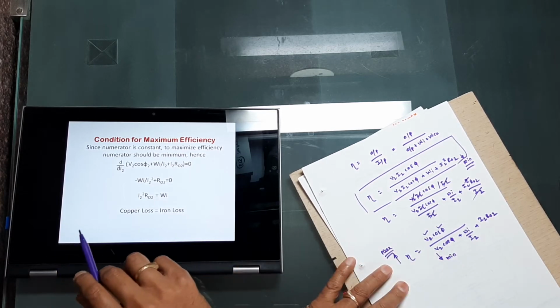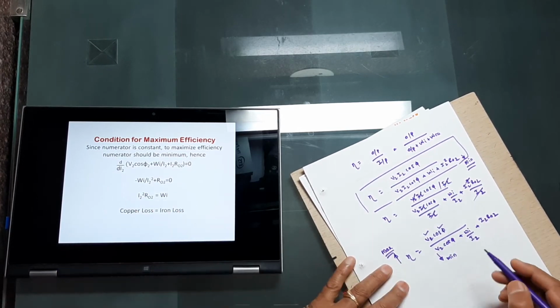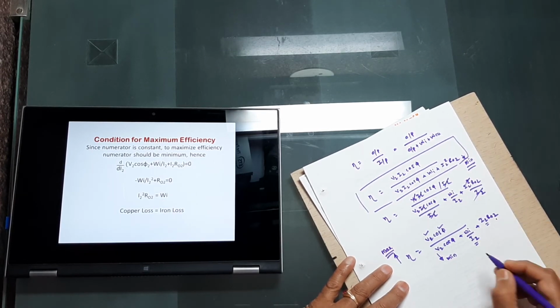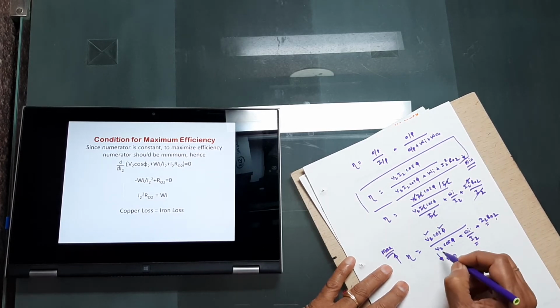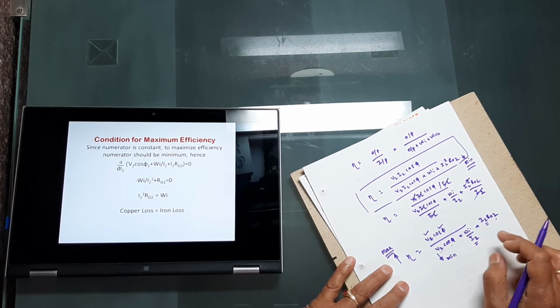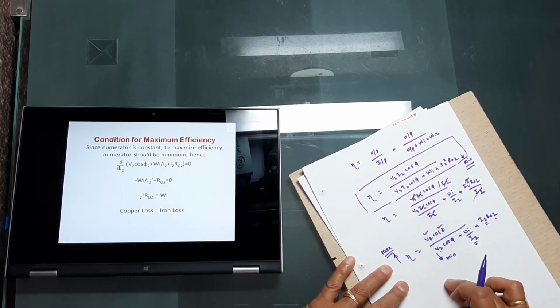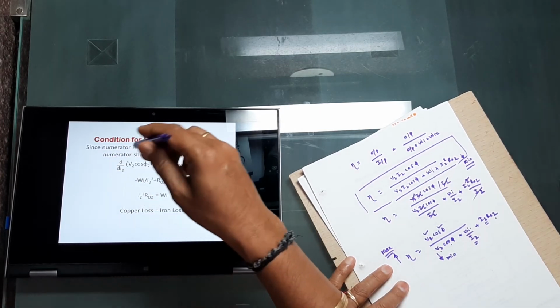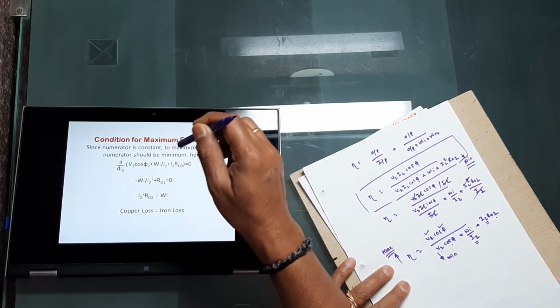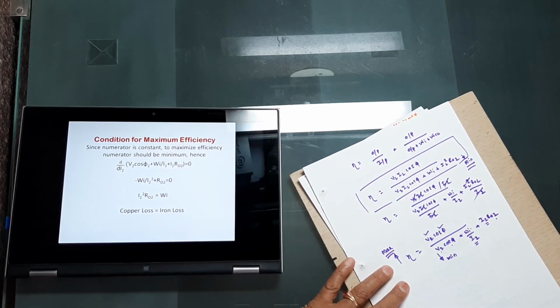Which is the variable term here? The current I2 is the variable term, because RO2 is constant, Wi, the iron loss, is also constant, and cos phi and V2 are also constant. The load current I2 is the only variable. Therefore, the denominator will be minimum when its derivative with respect to I2 is equal to 0, that is, d by dI2 of V2 cos phi plus Wi by I2 plus I2 RO2 must be equal to 0.